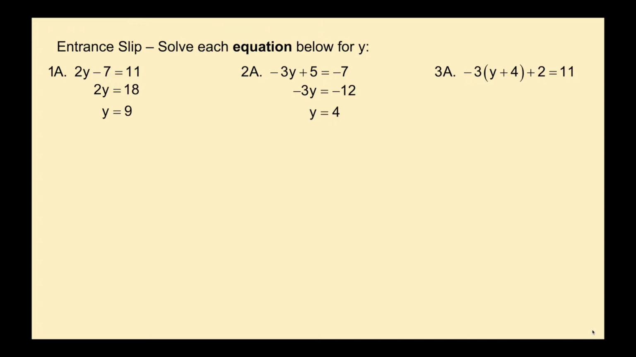And then for number 3, there's a couple ways to start it, but what I'm doing here is starting by subtracting 2 on each side. That's going to give me negative 3 times the quantity y plus 4 is equal to 9. I divide each side through by negative 3. I ended up getting y plus 4 is equal to negative 3, and then I subtracted the 4 over to give me y is equal to negative 7. Again, you could have distributed this first and combined like terms. Either way, we should get y is equal to negative 7.